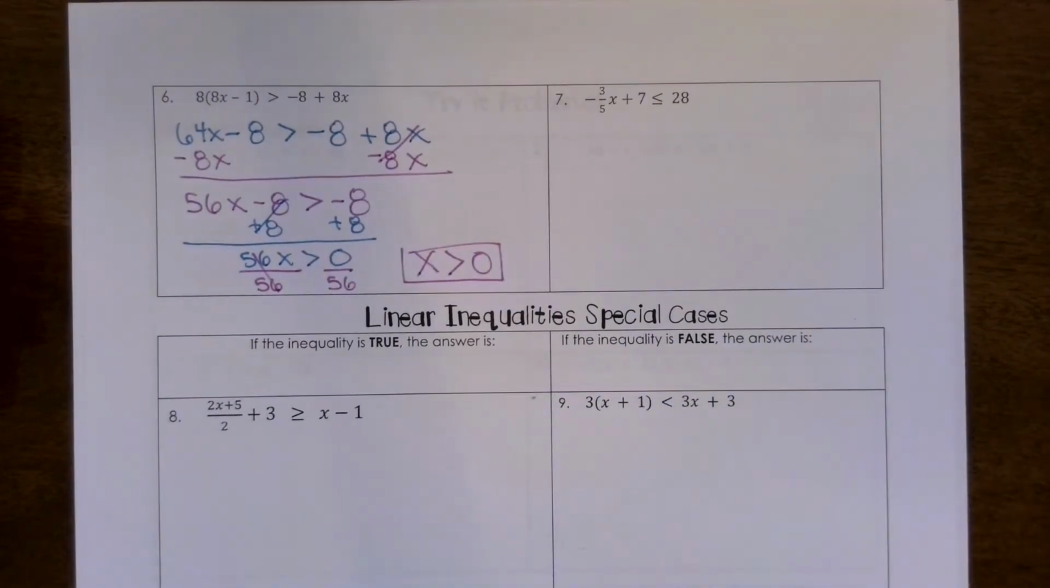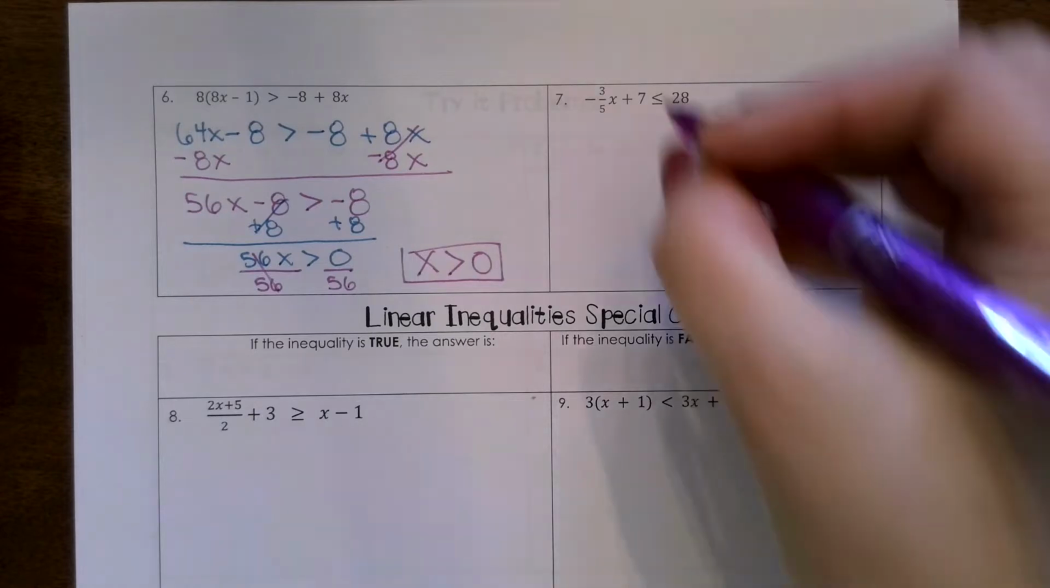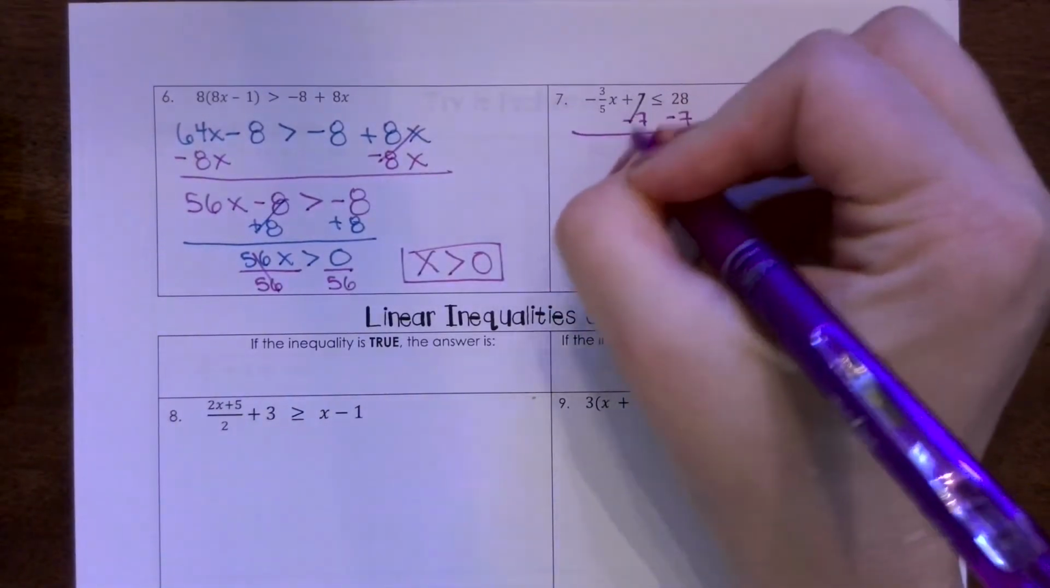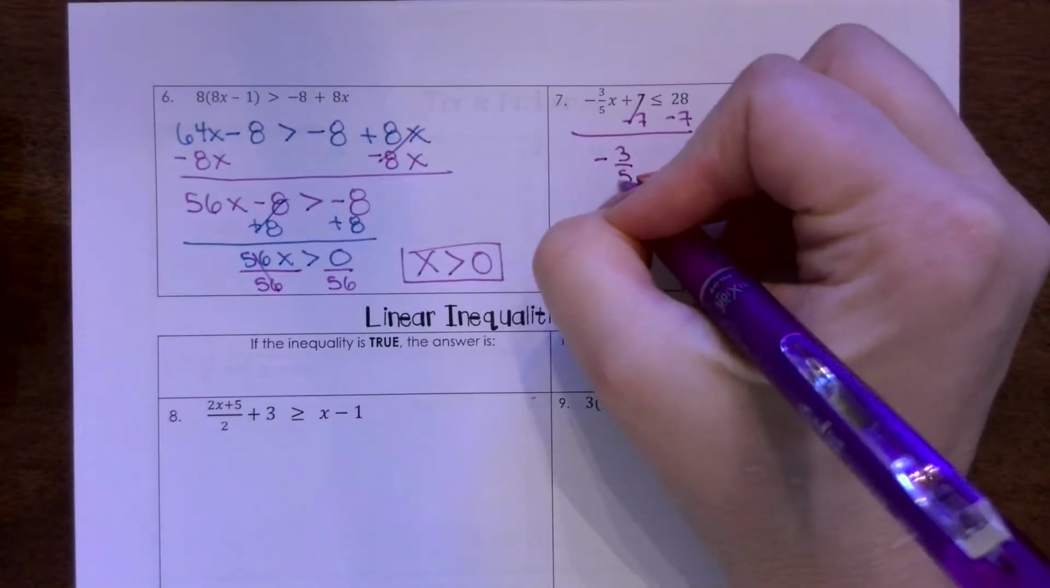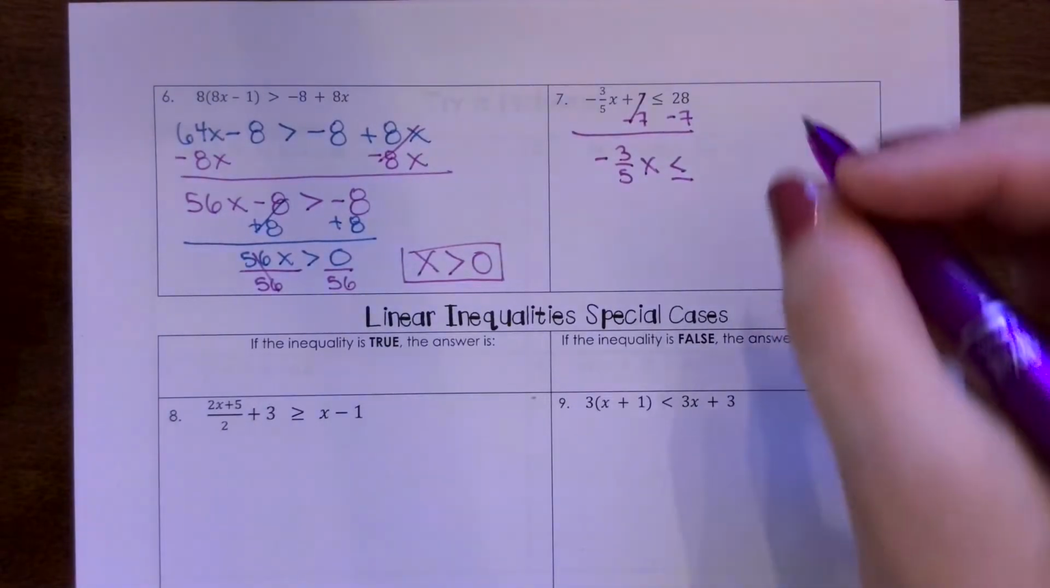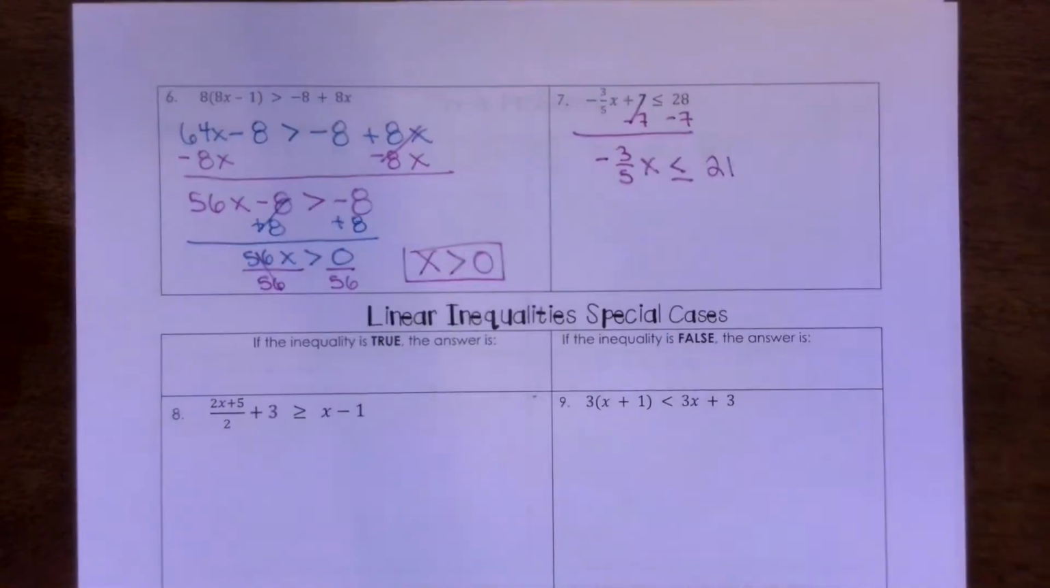In my next problem, I have a two-step equation. There's no distributing, no combining of like terms. I'm going to remove my constant first, minus 7, minus 7. I have negative 3/5 x is less than or equal to 28 minus 7, which is 21.